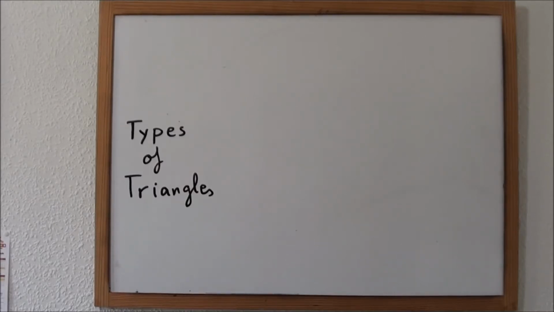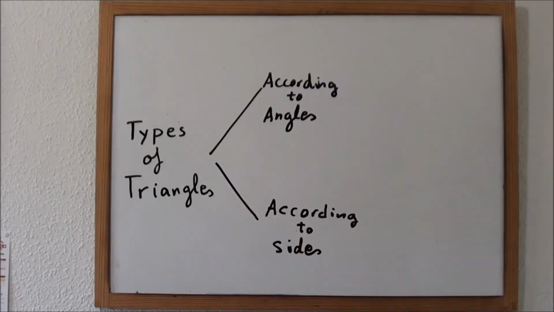In this video we are going to talk about types of triangles and many other things afterwards, but we start with types of triangles. We can classify triangles in two different ways, according to angles and according to sides. If we classify them according to angles, we have three different types.